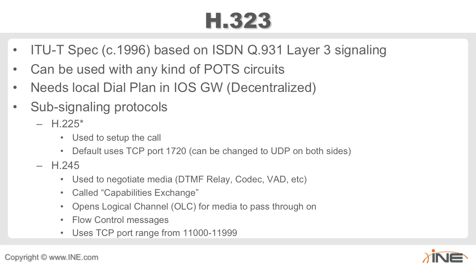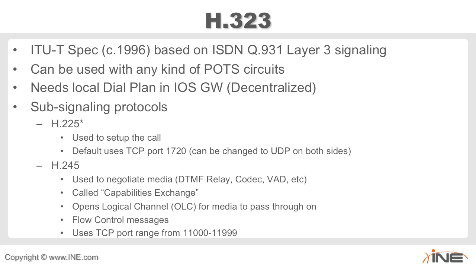We do need to take an in-depth look and understand our signaling protocols for VoIP. So let's look at H.323. This was an ITU-T spec formed circa 1996. And the ITU-T said, hey, we've got this thing called ISDN, works really well. Let's just base everything on that.